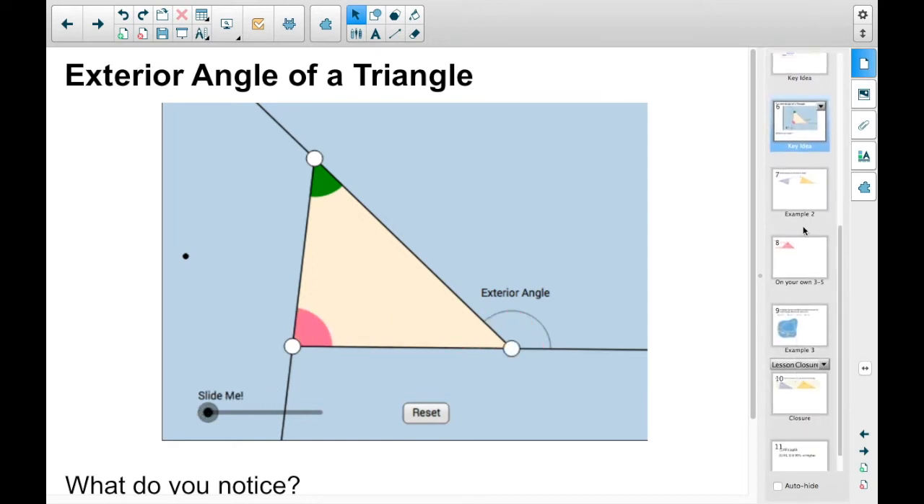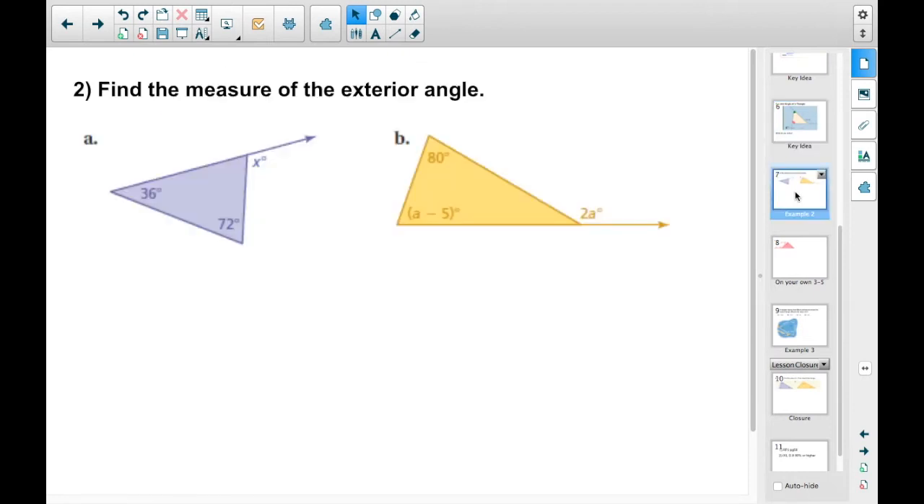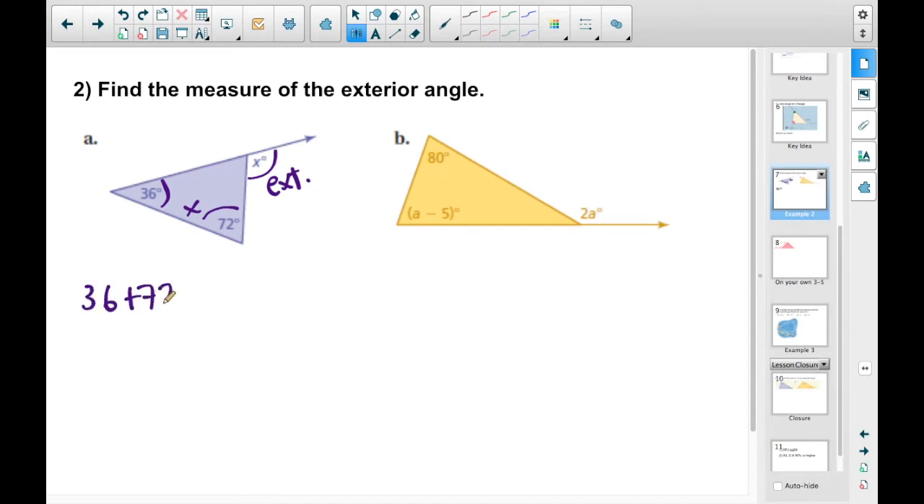Let's do some questions together. Find the measure of the exterior angle. These two are my interior angles that are non-adjacent, not next to the exterior angle here. So that's my exterior. The sum of these two will have to equal the exterior angle. So 36 plus 72, your x is equal to 108 degrees.